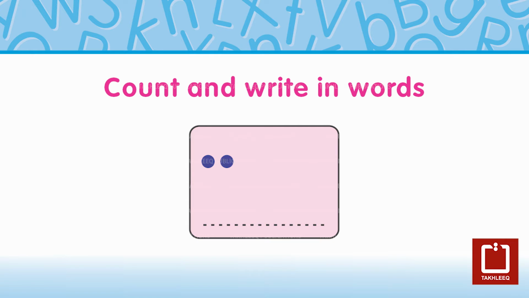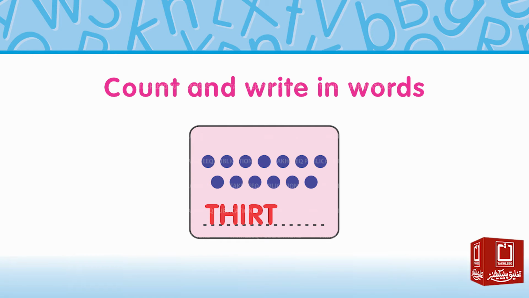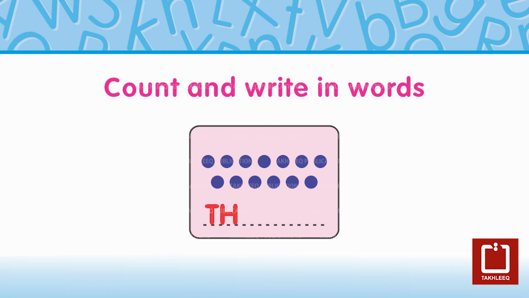1, 2, 3, up to 13. Here are 13 dots. The spellings of 13 are T, H, I, R, T, E, E, N. 13. So we write here T, H, I, R, T, E, E, N.